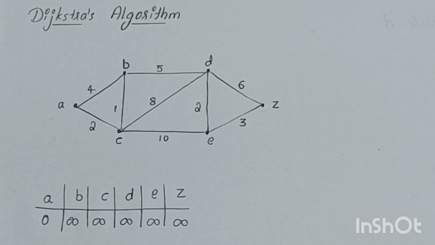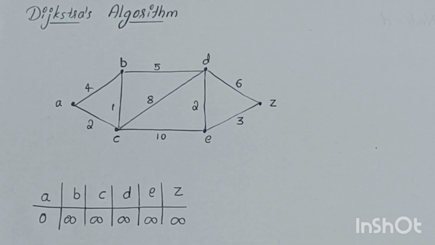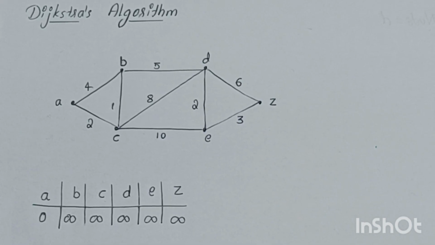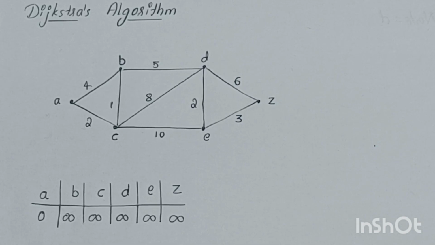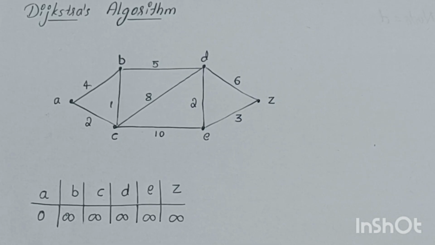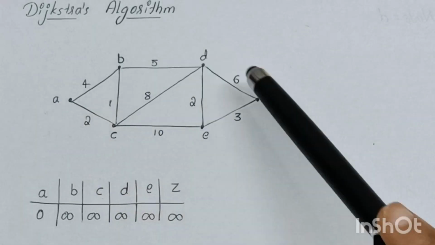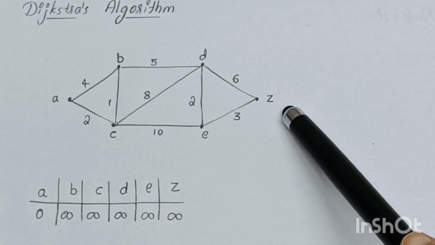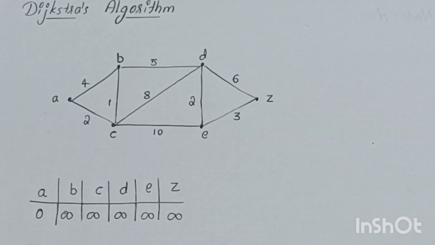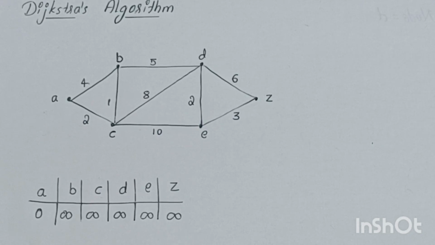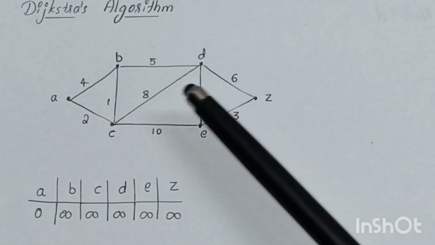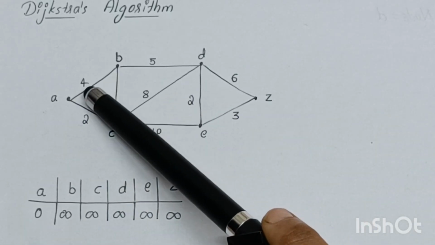Hello everyone. In this video we are going to study the Dijkstra's algorithm. Dijkstra's algorithm is used to find the shortest path from source vertex to destination vertex. So here A is the source vertex, Z is the destination vertex. This is an undirected graph and here values are being given. These values are called the weight. For example, the edge from A to B consists of weight 4.